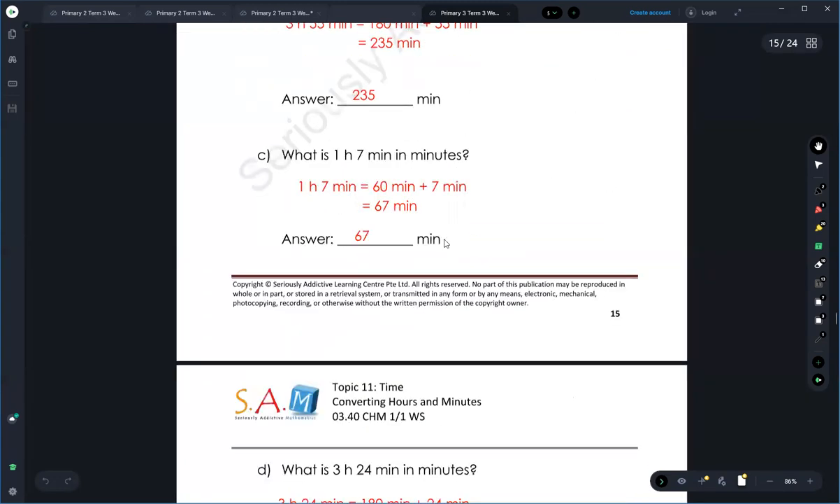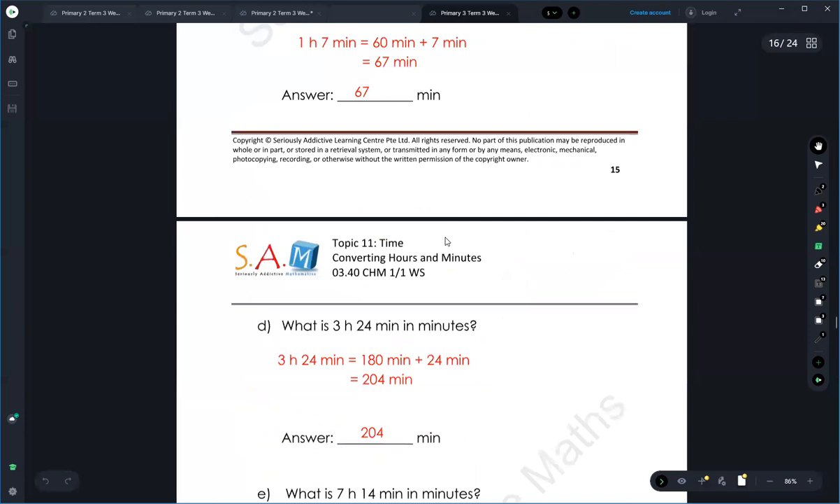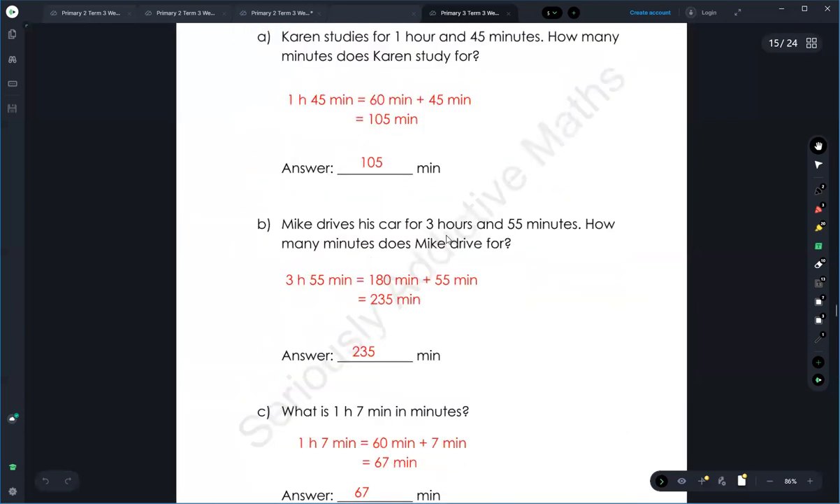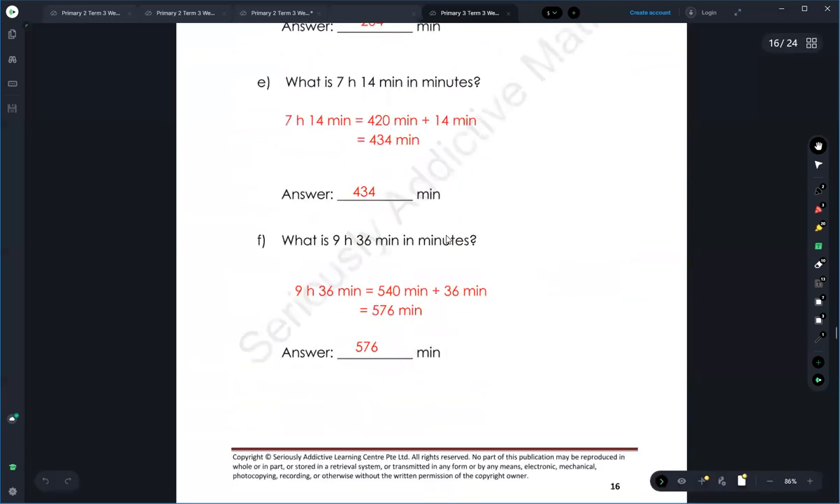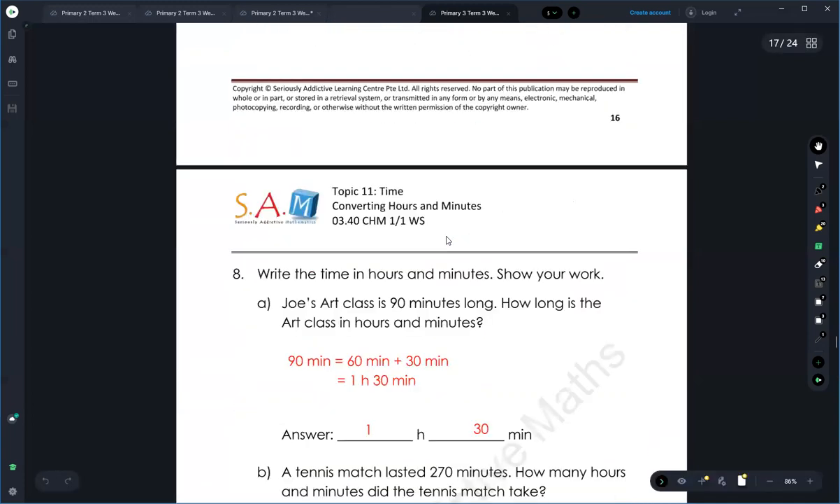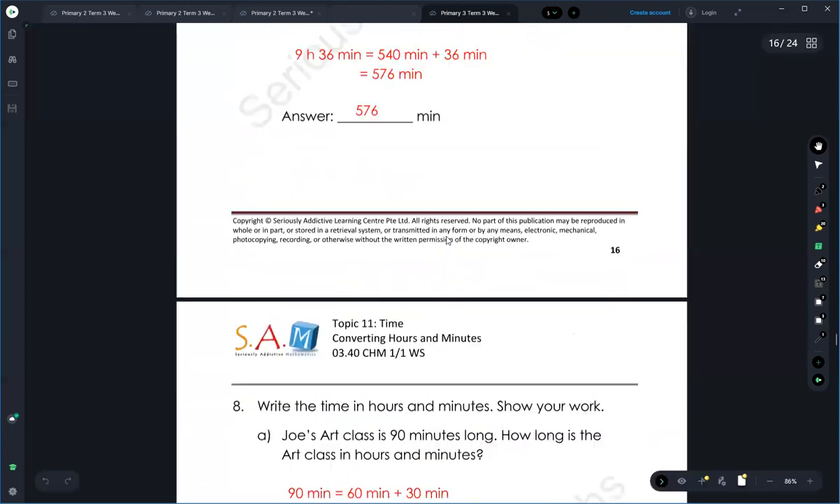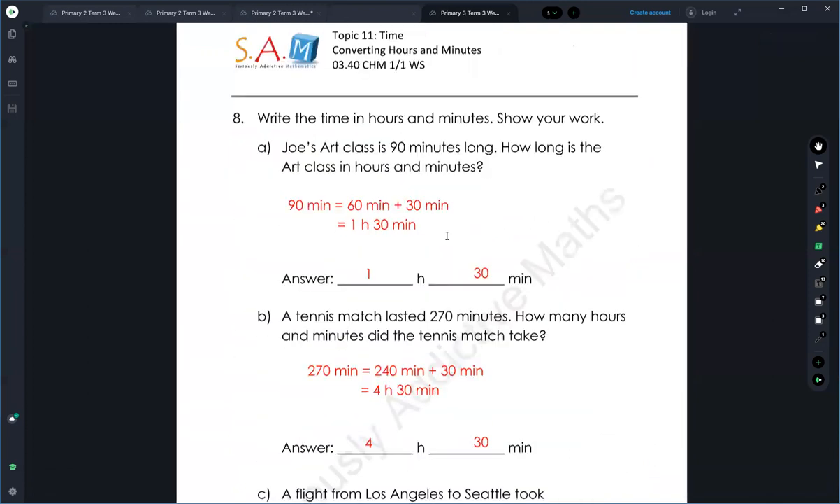Then go to page 15, right, for a word problem kind of question. Okay, so I would suggest maybe only do 1 question because the rest are repetitive. You might want to do 7A or B. Okay, and then converting 8A, converting minutes into hours and minutes.